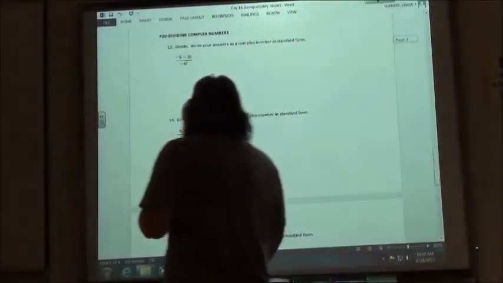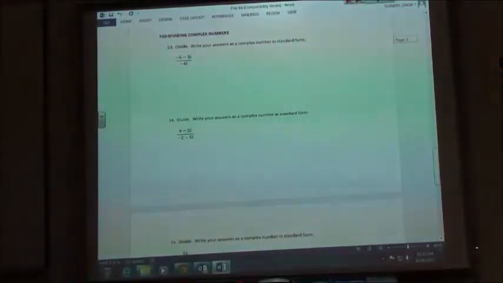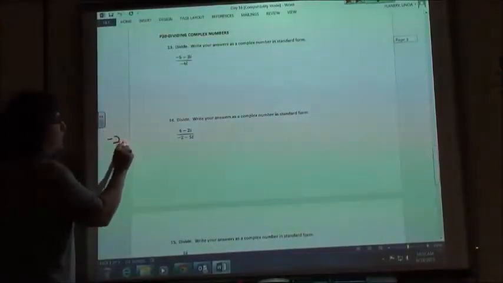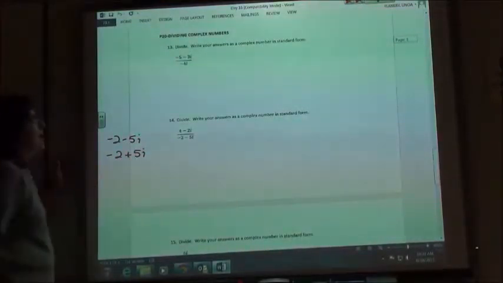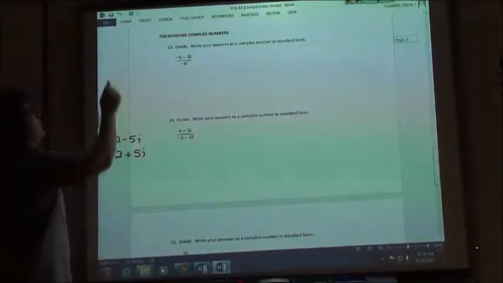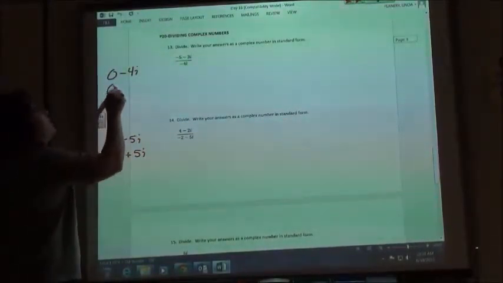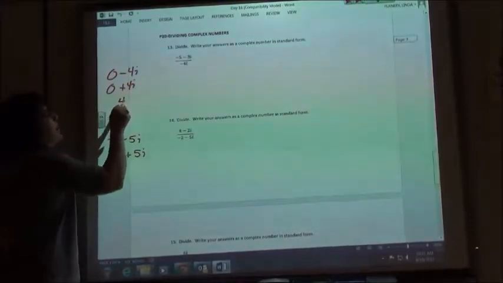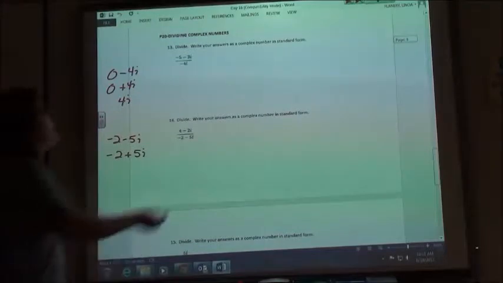13, we're dividing, and you want to think of this as a square root. And when we get rid of the square root, we multiply by the conjugate. When you do the conjugate, you're doing the opposite of the i part of it, right? If I have negative 2 minus 5i, it would be negative 2 plus 5i. So when you only have one term there, you're thinking of it as 0 minus 4i. The conjugate would be 0 plus 4i, which would just be 4i, right? So we're going to multiply the top and the bottom times 4i.